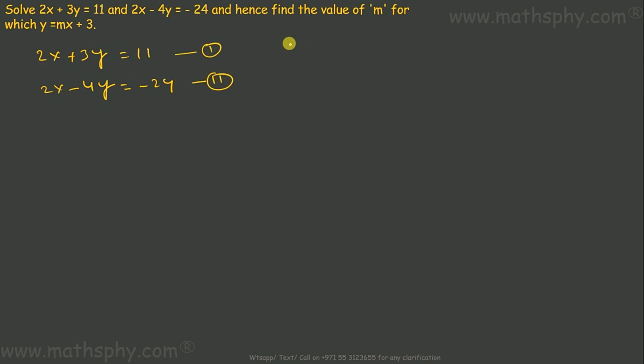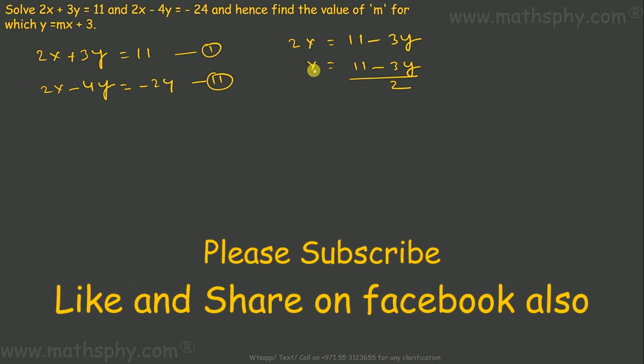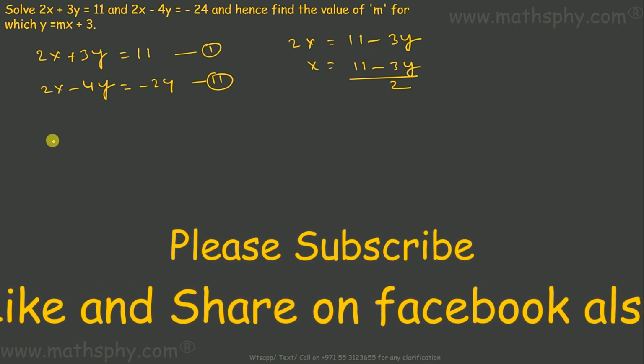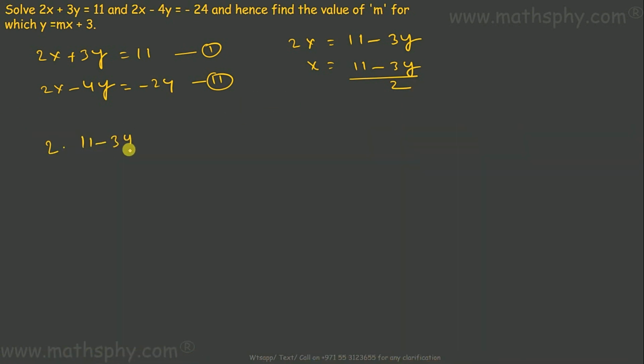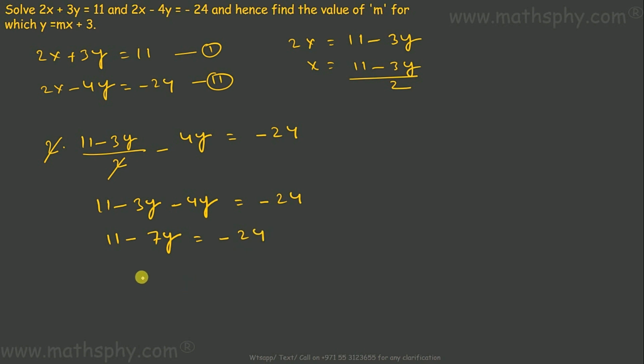I'll use this first equation to get the value for say x. So 2x would be 11 minus 3y. So x can be 11 minus 3y over 2. Let's replace this value of x here in this equation. So this will be 2 into 11 minus 3y over 2 minus 4y equals to negative 24. So this is cancelled. So 11 minus 3y minus 4y gives you negative 24. So 11 minus 7y gives you negative 24. So this would be negative 7y is equal to negative 24 minus 11. So negative 7y is equal to negative 35. Negative negative cancel. Y is equal to 35 over 7 gives you 5. So I have y as 5.